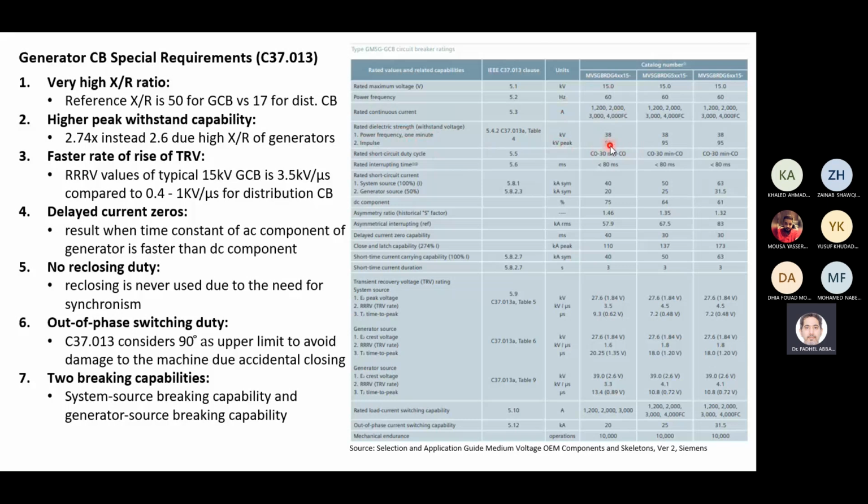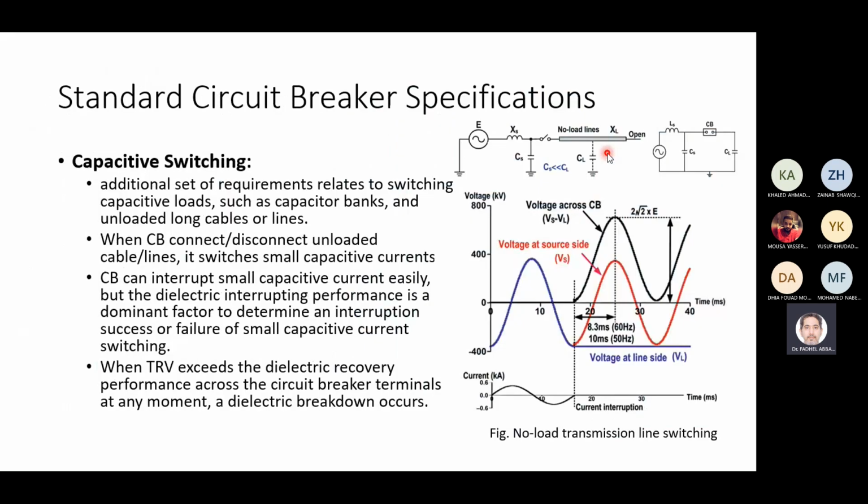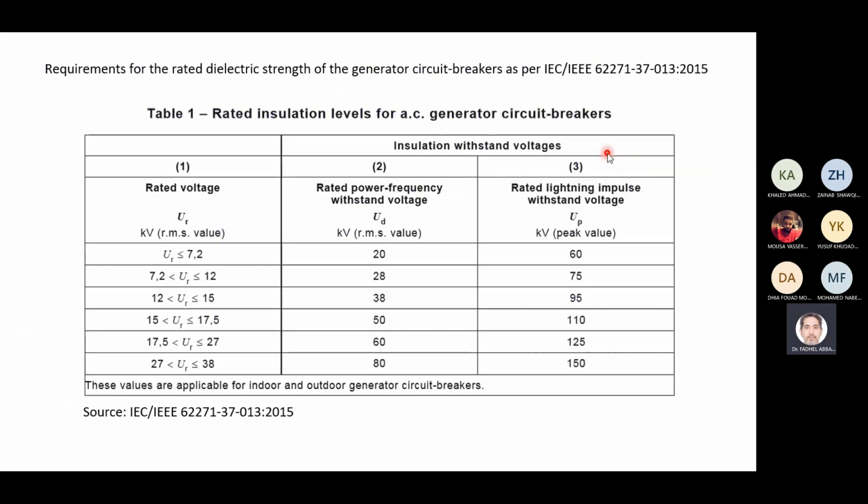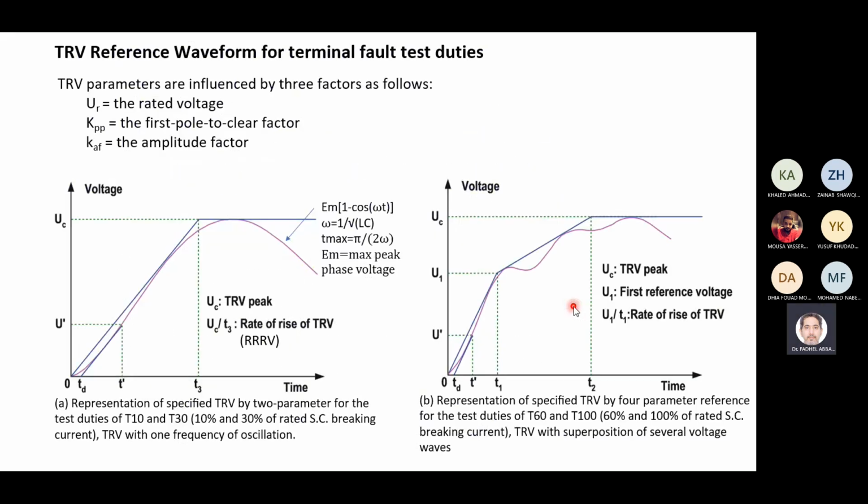Now if you go to the standard, you will see that for 15 kV it is 38 and 95. So if you go to the standard for 15 kV, here it is, 12 to 15, it is 38 and 95. So the manufacturer has adhered to the standard when specifying those values. Okay, Shabab?